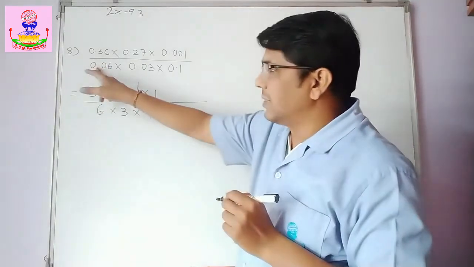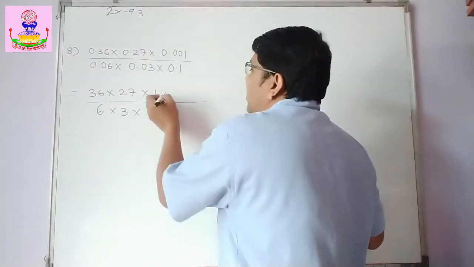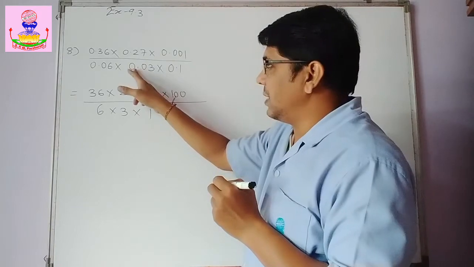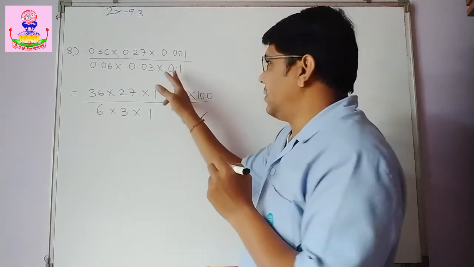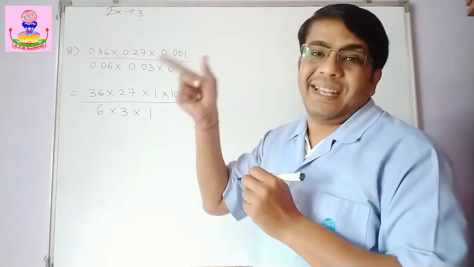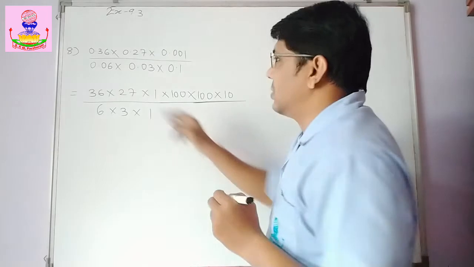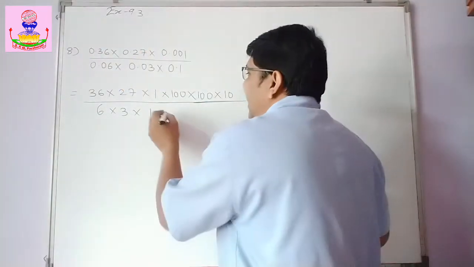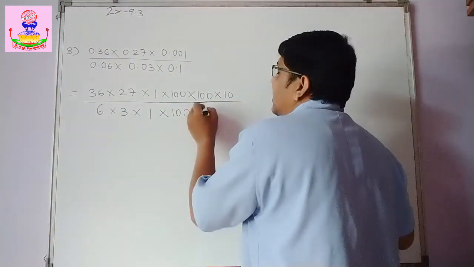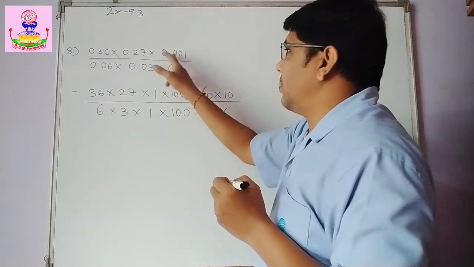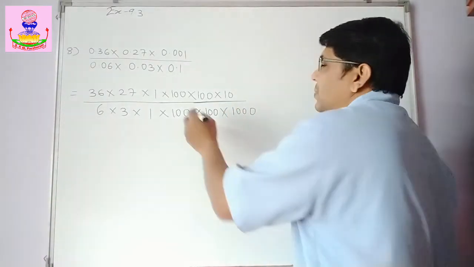Now see, after the decimal point 2 digits. So how many zeros? 2 zeros after 1. So that is 100. So that will go in the numerator. Again here, after the decimal point 2 digits, so again 100 in the numerator. And after the decimal point 1 digit, so 10 in the numerator. Now let's come to the denominator. After the decimal point 2 digits, so 100 in the denominator. After the decimal point 2 digits, so again 100 in the denominator. And after the decimal point 3 digits, so 3 zeros, that is 1000 in the denominator.